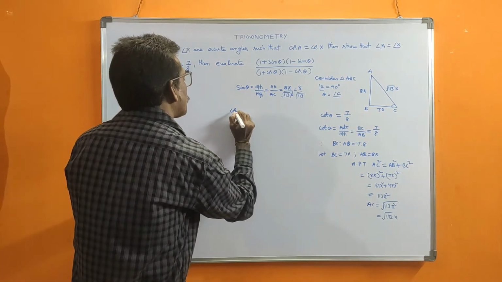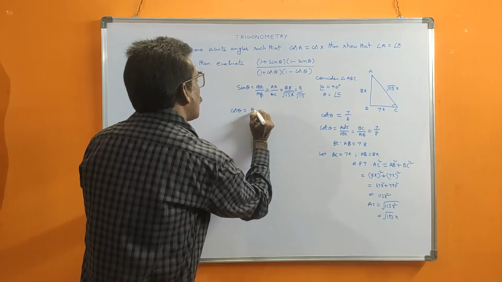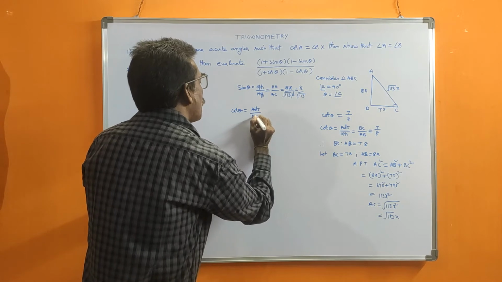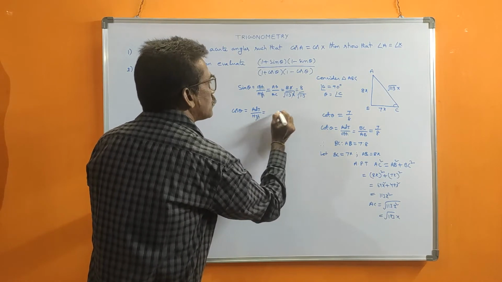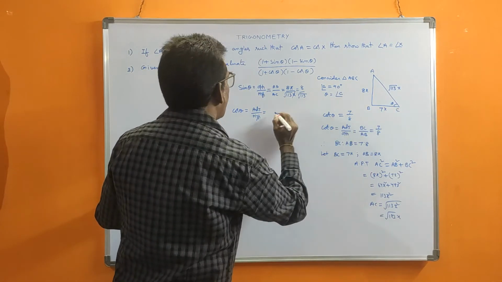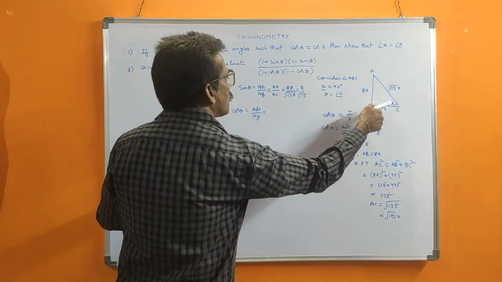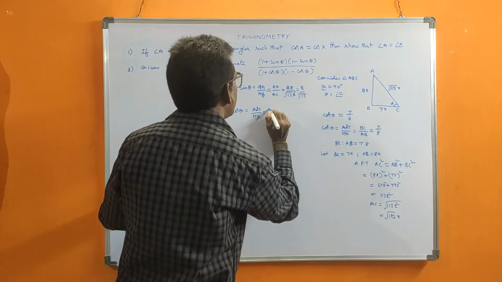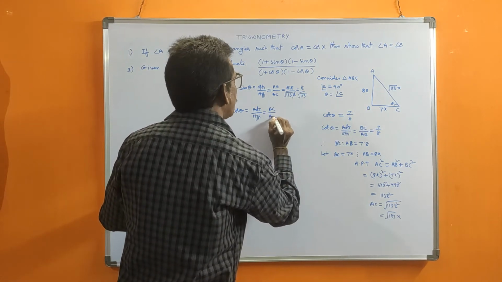Now cos, write the cos formula. Adjacent side by hypotenuse. The values are only for C, this is theta. For this, the adjacent side is BC by hypotenuse AC.